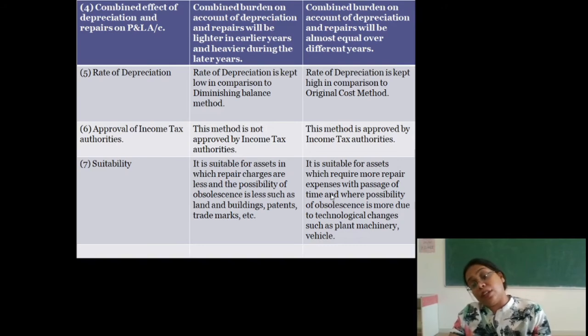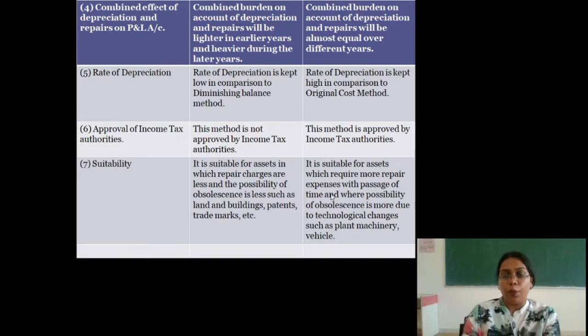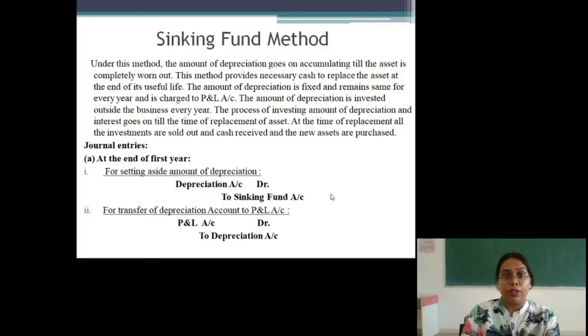But this method, WDV method, is suitable only for the assets which require more repair expenses with passage of time, where possibility of obsolescence is more due to technological changes, such as plant, machinery, vehicle. So these were the differences between both the methods.